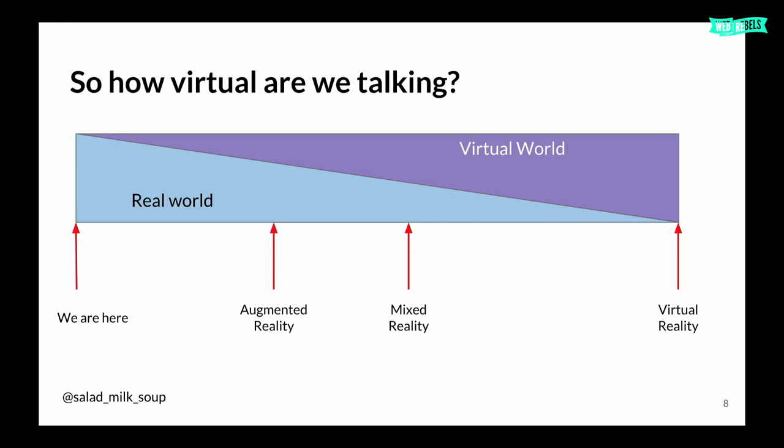We go through augmented reality, mixed reality, all the way towards virtual reality. And the more to the right we go, the more immersion we get. With augmented reality, we have external information or things coming in to us. And with virtual reality, we are brought into the virtual world. So we're talking about the web, right?